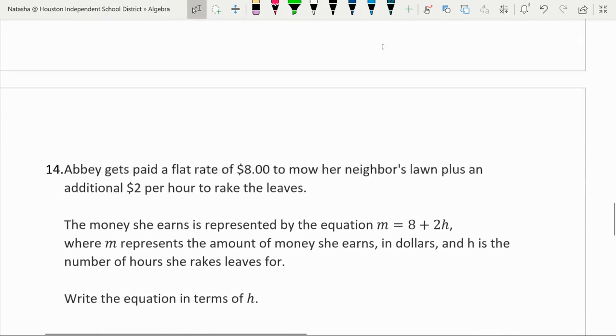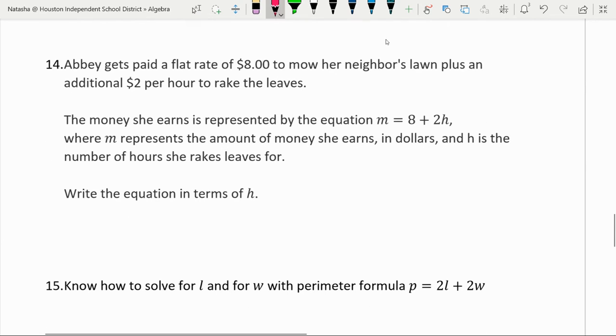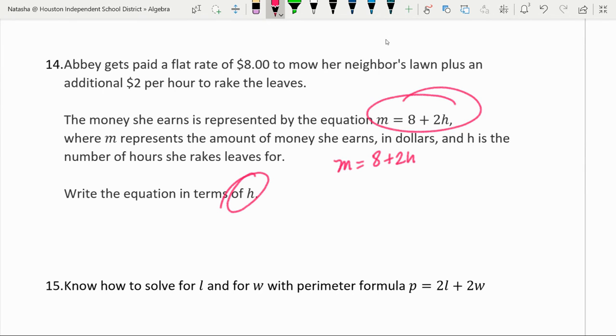All right. Number 14, you're given the equation here. All we're going to do here is solve this in terms of h instead of m as it is. So just like we did above, I'm going to treat every term that's not the variable that we're looking for as a constant. So m is equal to 8 plus 2h. So we're looking for h. I'm going to move the 8, so subtract 8. So m minus 8 is equal to 2h.